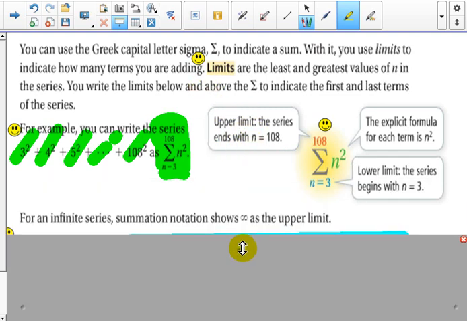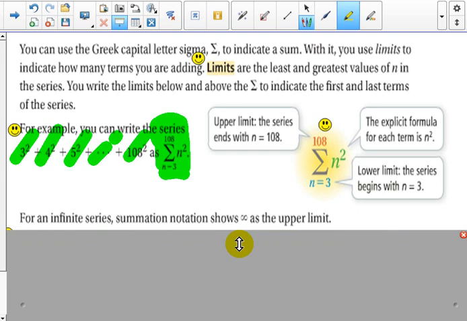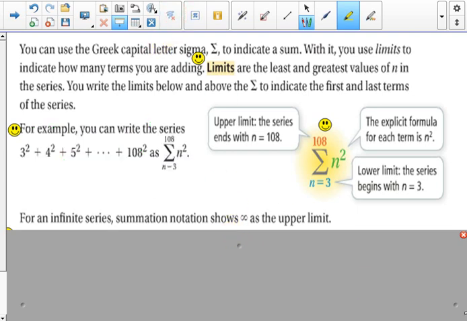All right. So for an infinite series, summation notation shows the infinity sign as the upper limit. For an infinite series, we use the infinity sign for the upper limit. Okay, so if it was an infinite series, you wouldn't have that finite 108 there. You would have the infinity sign.